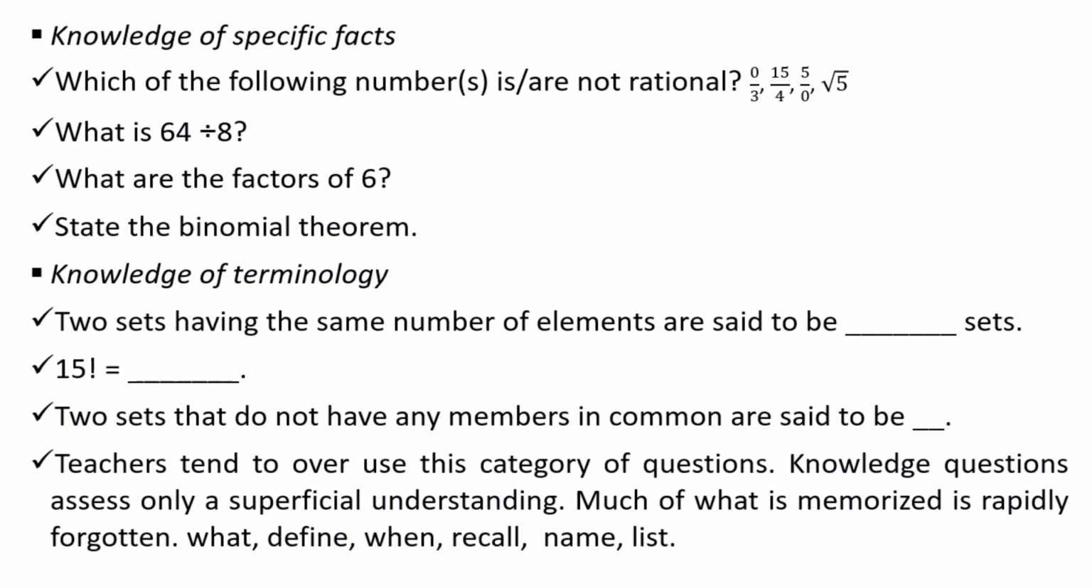What is 64 divided by 8? What are the factors of 6? State the binomial theorem. These are knowledge of specific facts. Knowledge of terminology: you want to see whether the students have the terminologies they learned correct or not. Two sets having the same number of elements are said to be a kind of set. 15 factorial is equal to. Factorial is a term, a terminology. Two sets that do not have any members in common are said to be a kind of set.